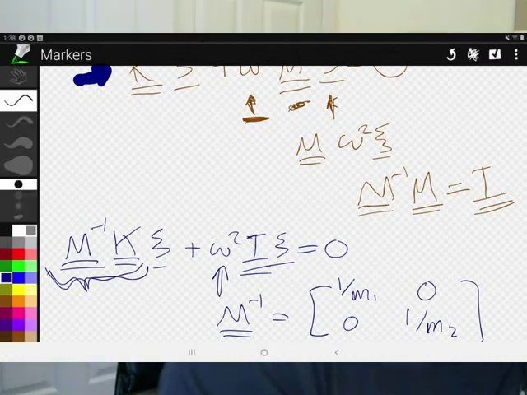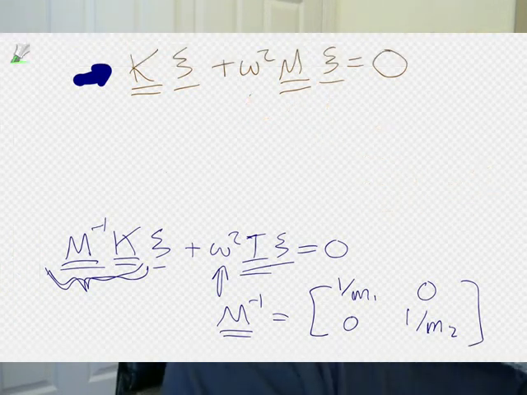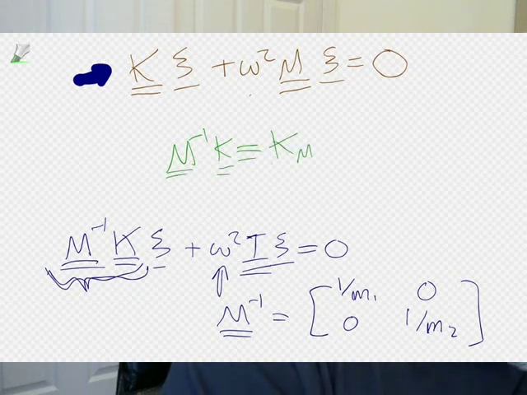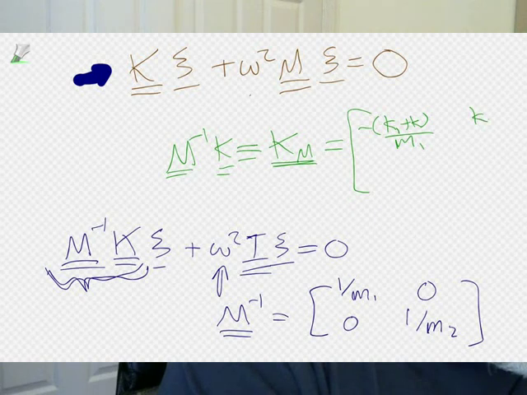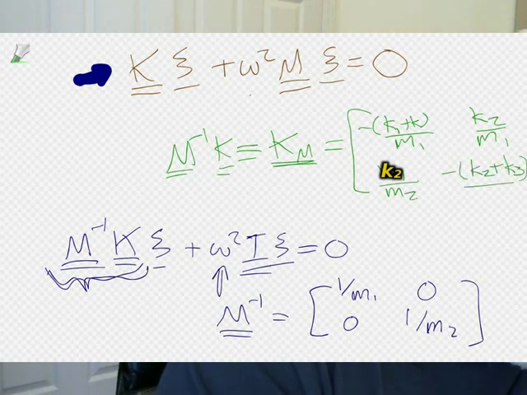And so when I do that, I get this matrix M to the minus 1K, which I'm going to define as K sub M, the KM matrix, right? Just so I have a name for it. Works out to be minus K1 plus K2 over M1, K2 over M1, K2 over M2, minus K2 plus K3 over M2. Close your brackets.